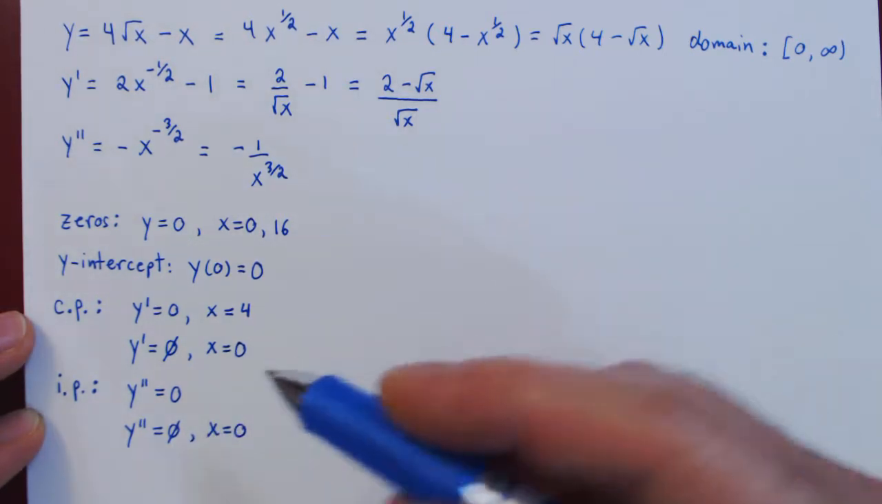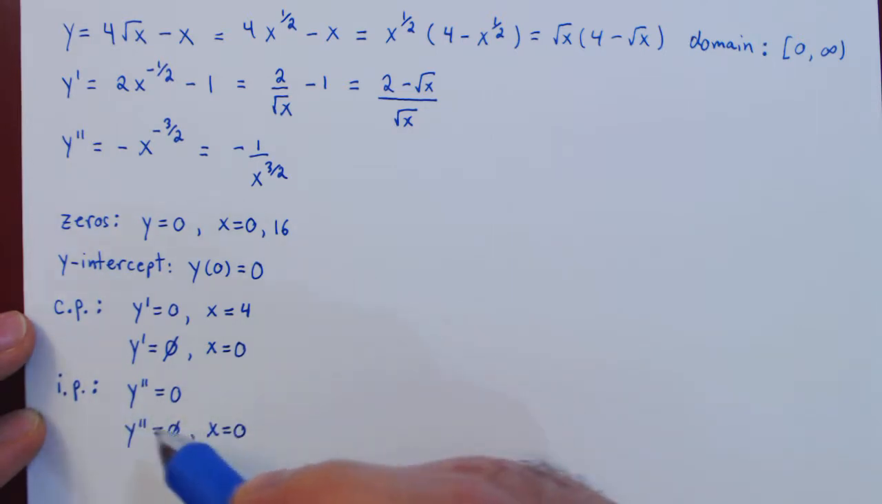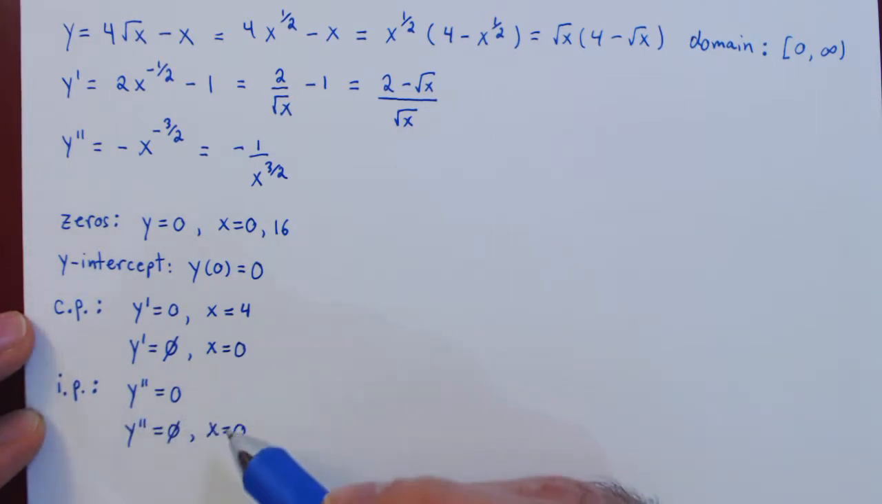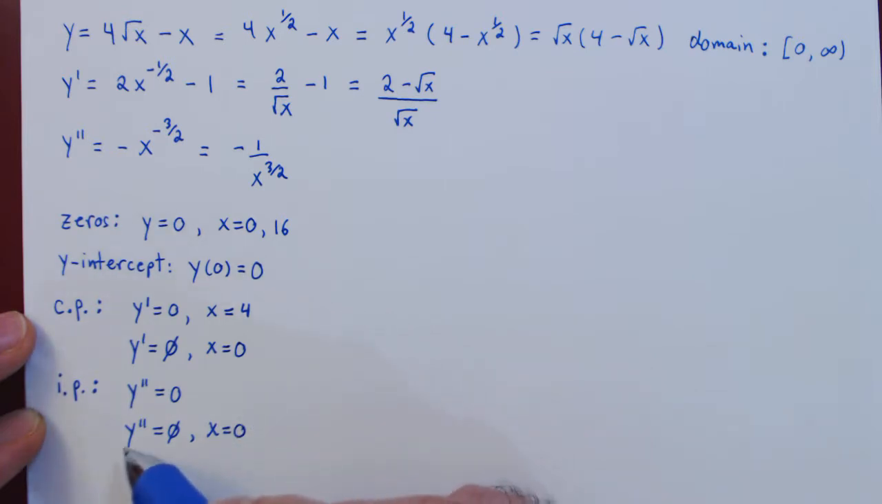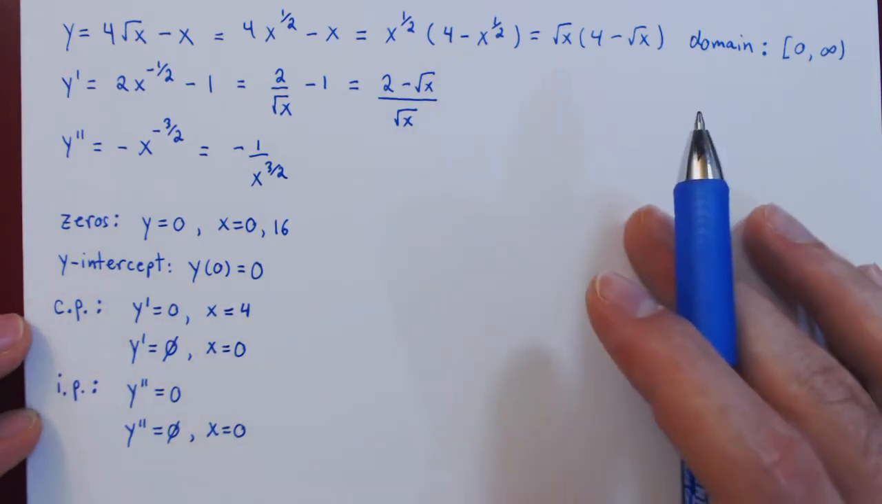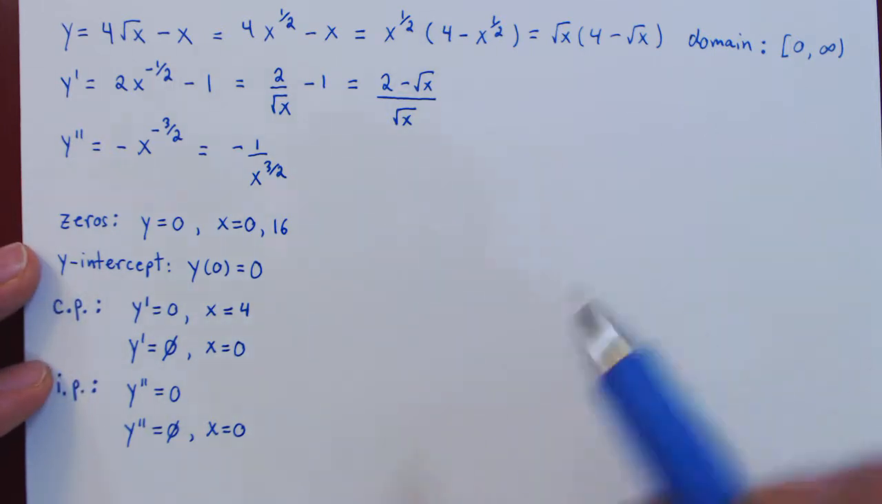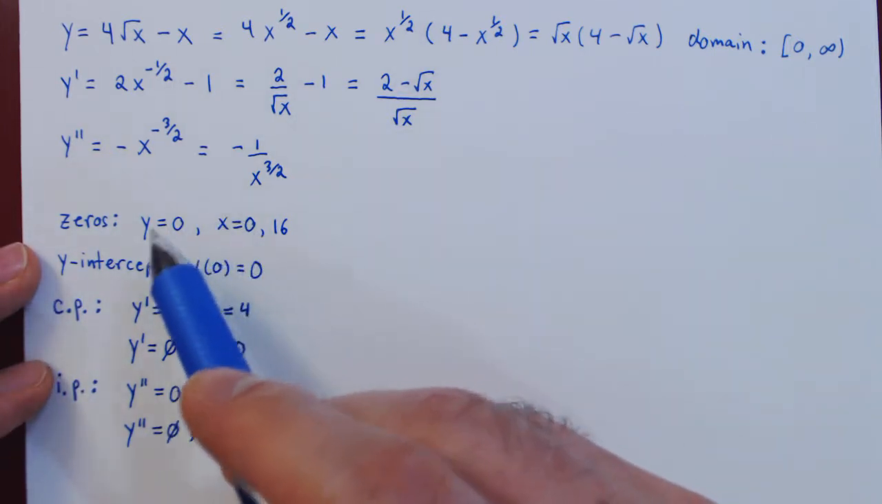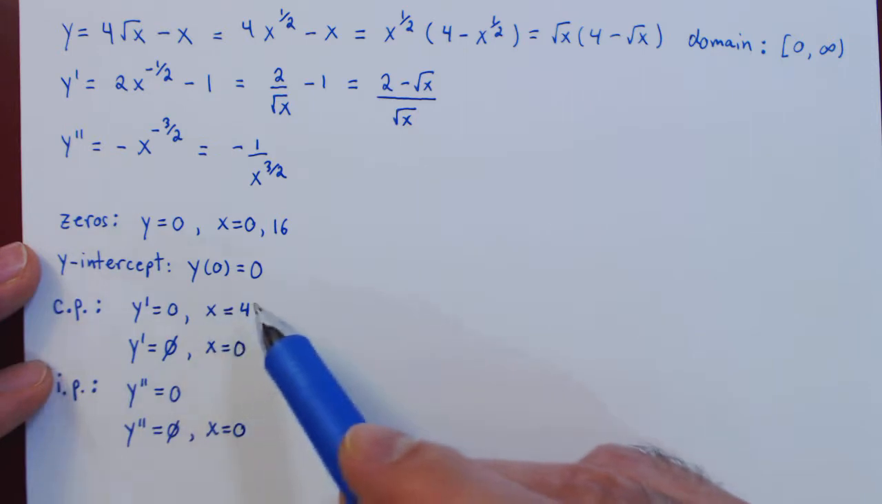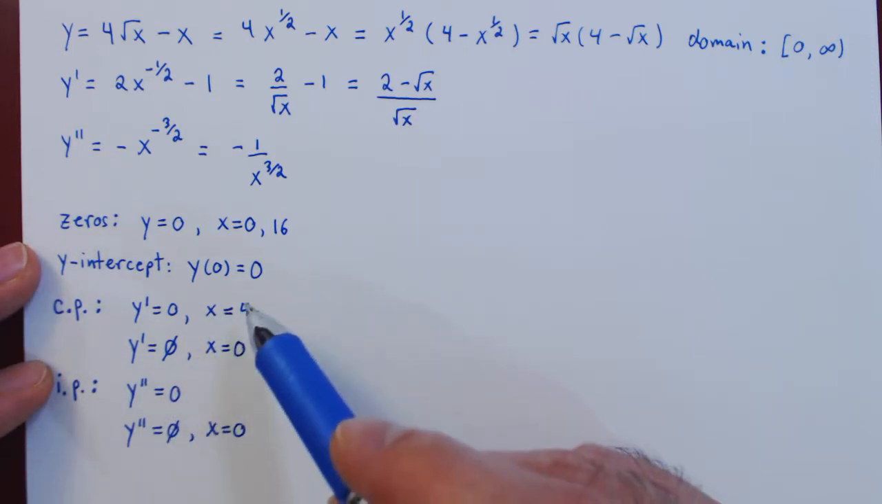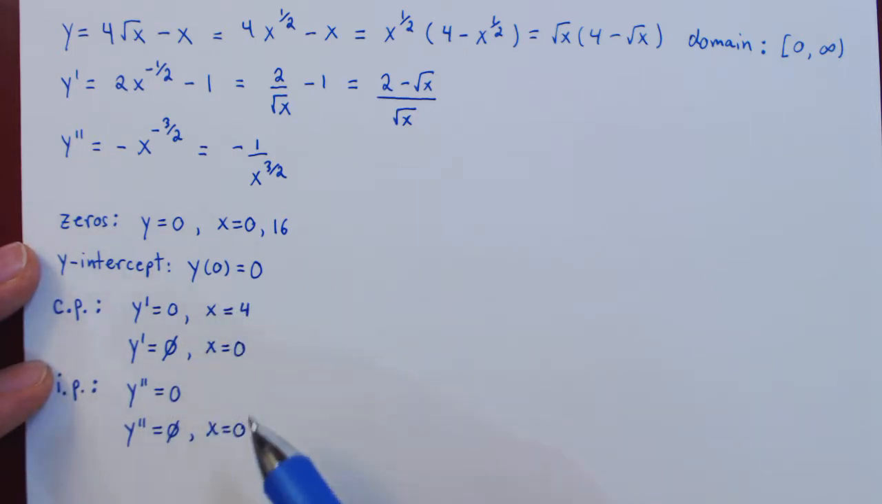So there is no possible inflection point of type 1 where the second derivative is 0, but we have a possible inflection point of type 2 at which the second derivative does not exist. As always, now the next step will be to classify the critical points to figure out what the graph of the function looks like around x equals 4 and x equals 0.